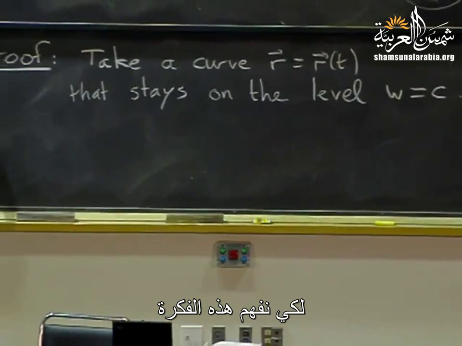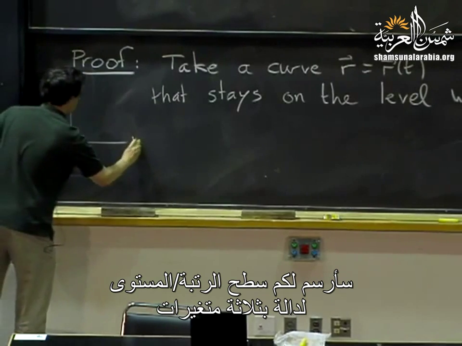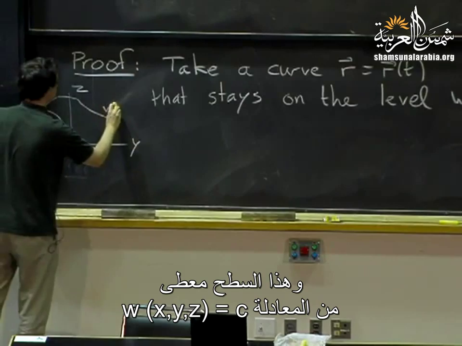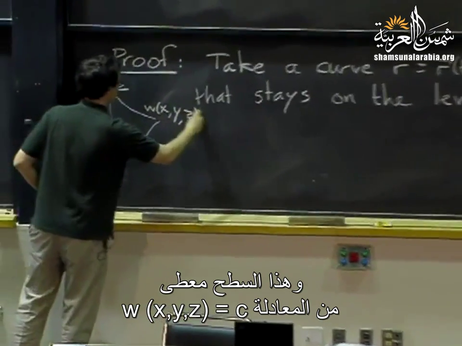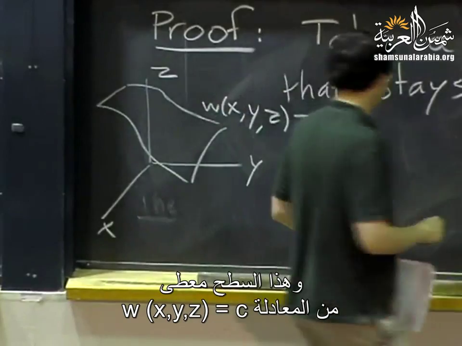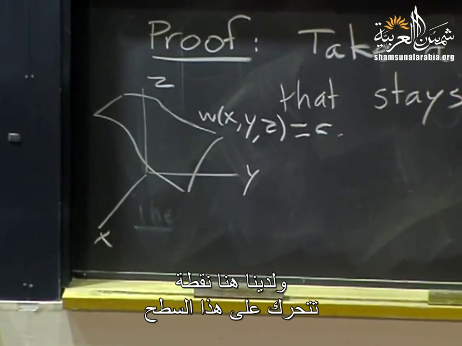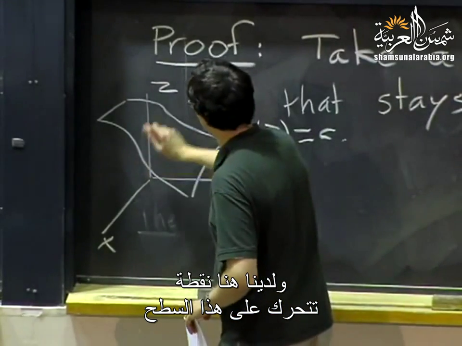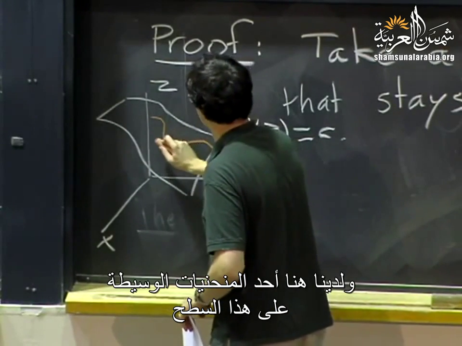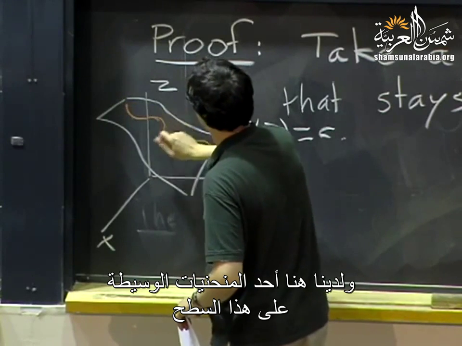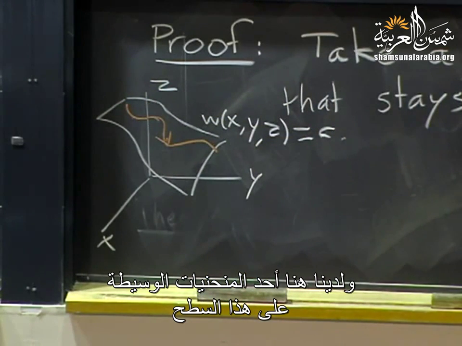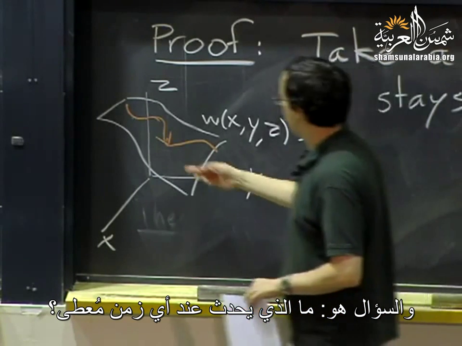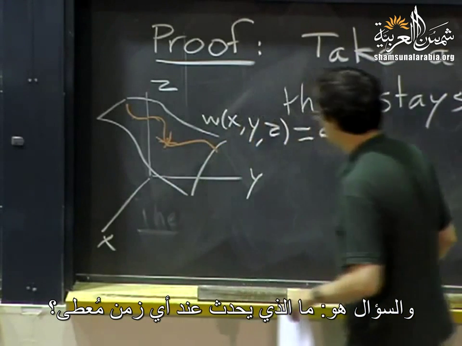So just to get you used to this idea, I'm going to draw a level surface of a function of three variables. Okay, so it's some surface given by the equation w of x, y, z equals some constant c. And so now I'm going to have a point on that, and it's going to move on that surface. So I will have some parametric curve that lives on this surface. So the question is, what's going to happen at any given time?